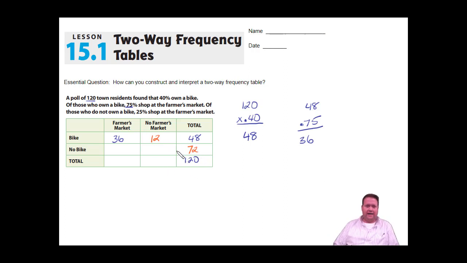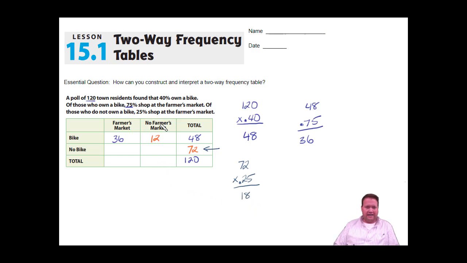Now we have to look at one last part of this problem, which is this last sentence here that says, of those who do not own a bike. So when they say not owning a bike, we're talking about the people in that box right there. 72 people don't own a bike. It says, of those who do not own a bike, 25% of them shop at a farmer's market. And if we take that 72 that don't own a bike and multiply it by 25%, which is 0.25, 25% of 72, if you use your calculator, comes out to 18.